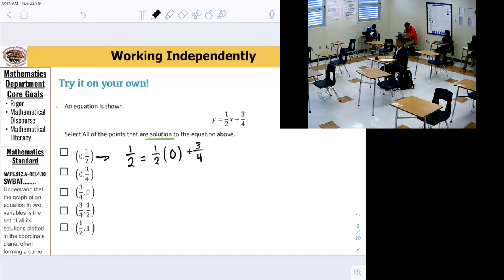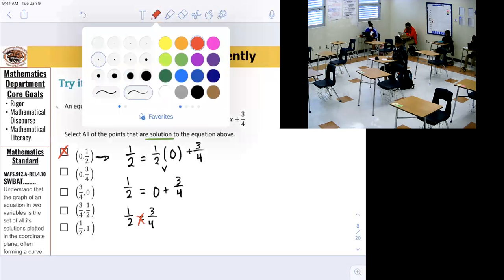This one's kind of easy. It's a lot of fractions, but this one ends up being kind of easy because what happens? It becomes 0. Yeah, 1/2 times 0 becomes 0. So now I'm left with 1/2 equals 0 plus 3 over 4. What's 0 plus 3 over 4? It's 3/4. Does 1/2 equal 3/4? No. So that one's automatically out.